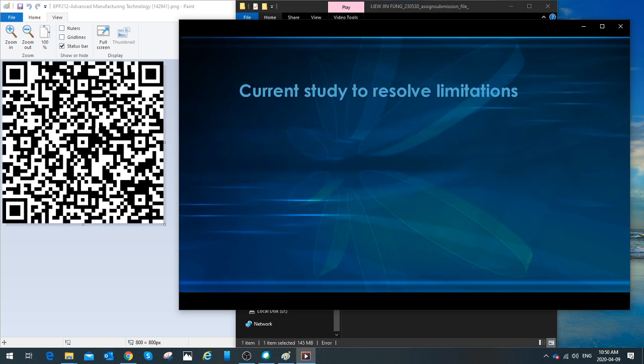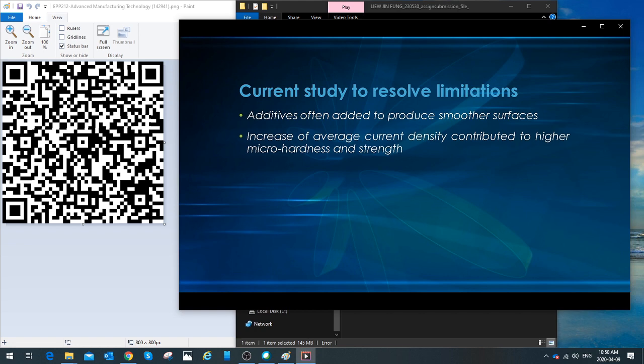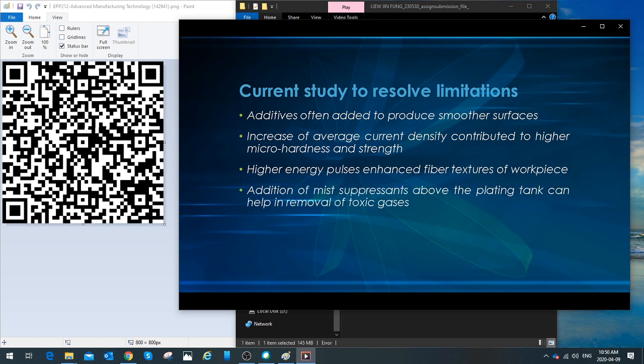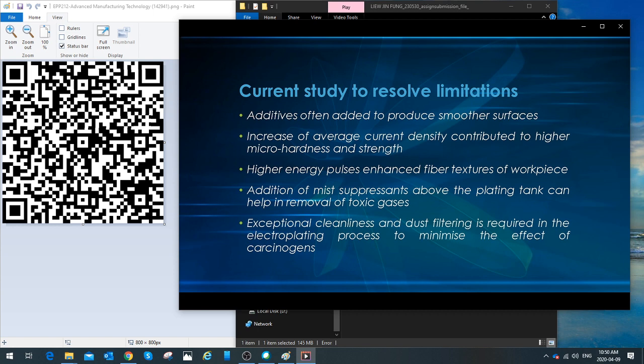In current studies to resolve the limitations of the electroplating process, additives are often added to produce a smoother surface. Increasing the average current density contributes to higher microhardness and strength of materials. Higher energy pulses enhance the fiber texture of the workpiece. Adding a mist suppressant above the plating rings helps in the removal of toxic gases, gives exceptional cleanliness and dust filtering, to minimize the release of carcinogens to the environment.